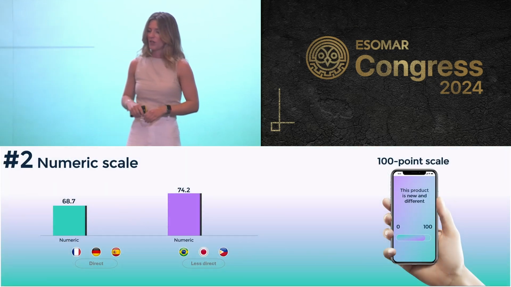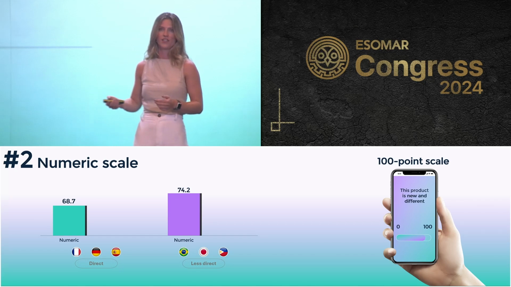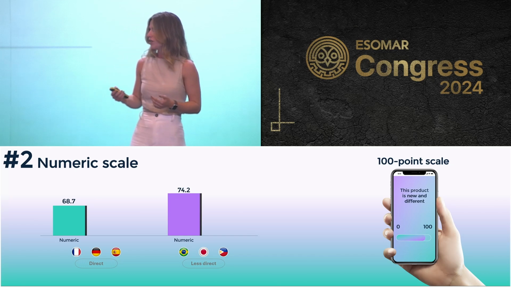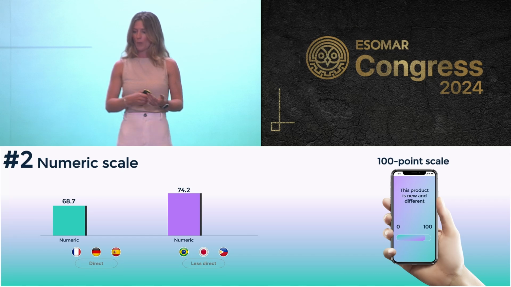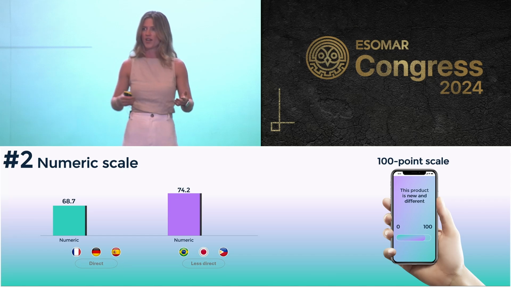Now, I found that with a 100-point slider, the scores in less direct countries, again, were higher than in direct countries. So this shows that in less direct countries, we are more likely to get higher scores when respondents are confronted with a scale that clearly shows a right and a wrong side, or a negative and a positive side.